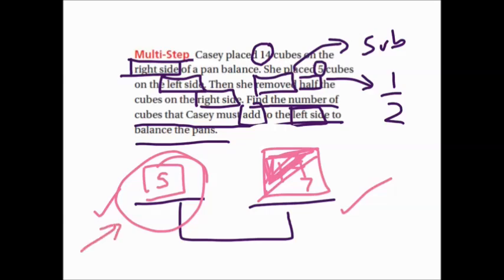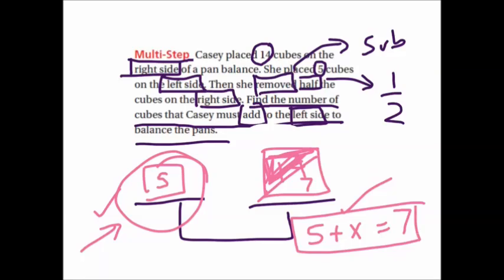So I'm going to express this as an equation. 5 plus something, I'm going to call it x, equals 7. Well, now that I look at it this way, it's pretty simple. I just add 2. 5 plus 2 equals 7, so the answer to this would be 2 cubes.